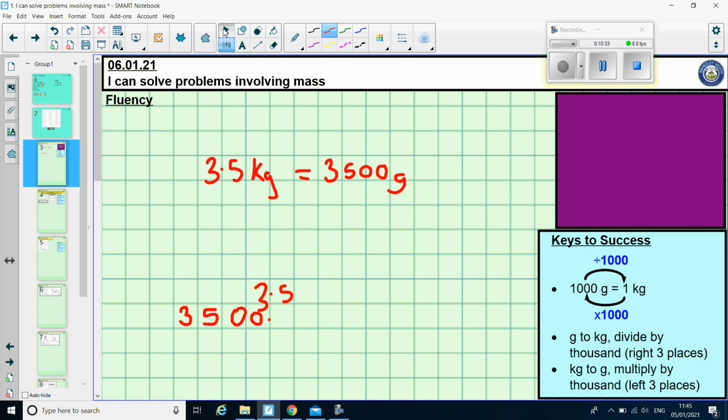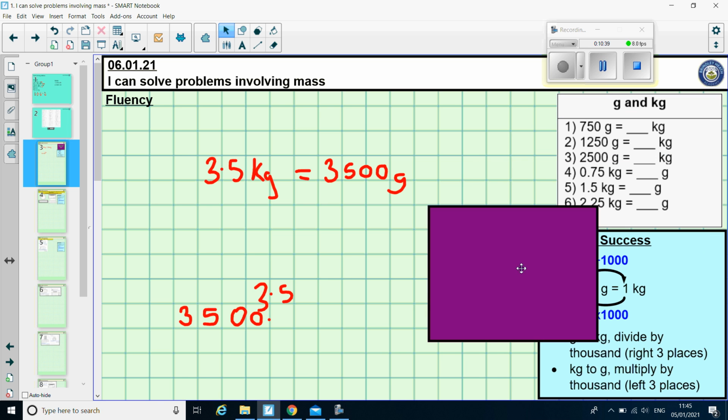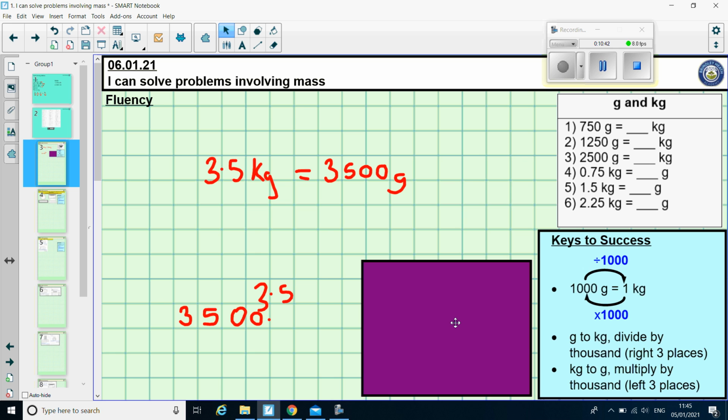Okay, first task for you to have a go at yourselves then this morning, Year 6, is to have a go at the fluency questions. There are 6 questions there, each converting from either grams to kilograms or kilograms to grams. So I'd like you to pause the video now and have a go at those 6 questions.